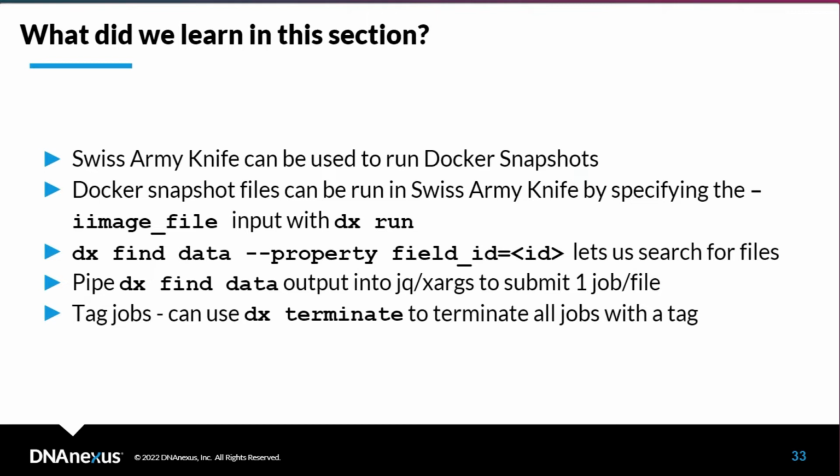So we learned a little bit about using Swiss Army Knife with Docker snapshot files. We talked about how the -i image file input is how you specify that snapshot file in Swiss Army Knife. We learned about dxFindData and how to pull all of the files for a particular field ID. We learned about the thought of doing batch processing: piping that into a combination of jq and xargs to submit one job per file, and then the idea of tagging jobs so we can terminate them if we make a mistake.